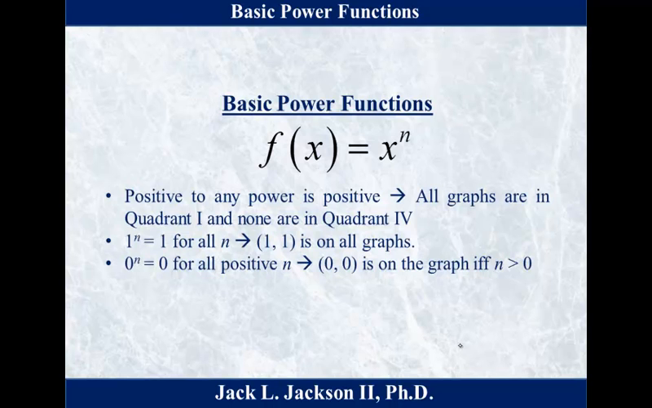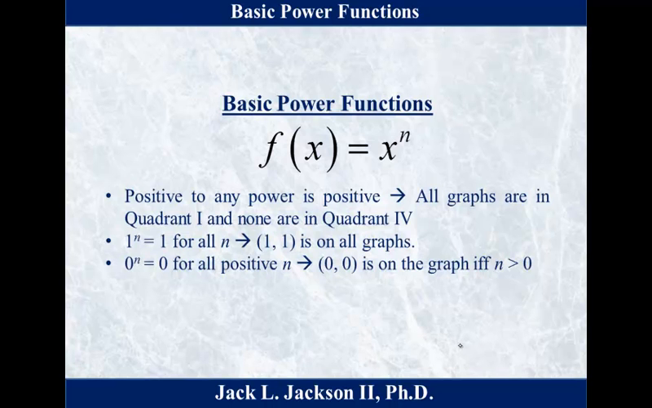Basic power function is f of x equals x to the n, or y equals x to the n. So notice that you just take your input, raise it to a constant power, very simple kind of function, one step. So notice that a positive to any power is positive, so all the graphs have quadrant 1 and none of them are in quadrant 4. 1 to the n power is 1 for all n, no exceptions, so (1, 1) is on all these graphs. That was the only point that was on all of them.